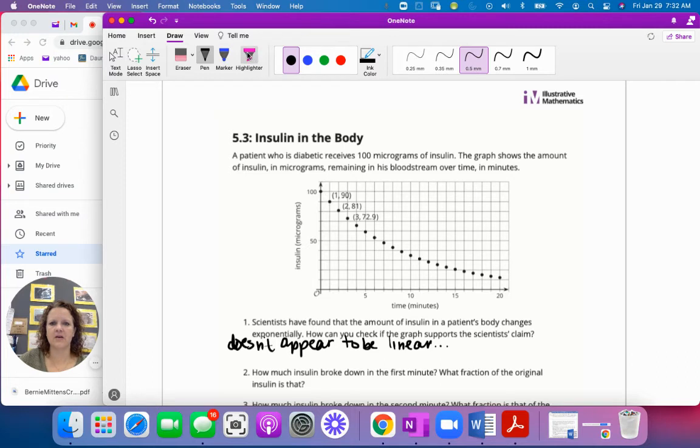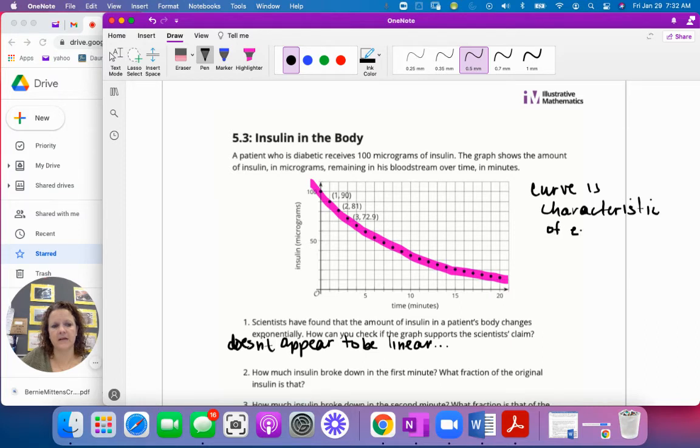Okay, this curve is characteristic of an exponential function. This time being decay, because it's getting closer and closer to the x-axis.